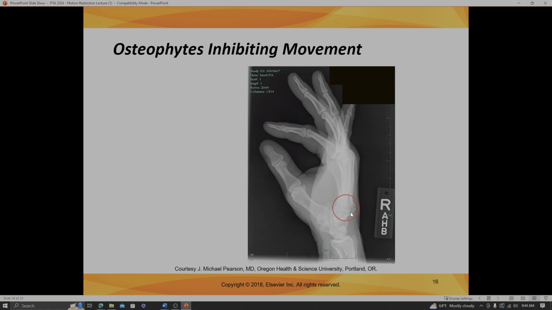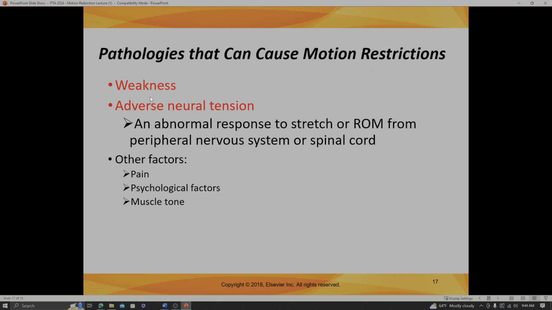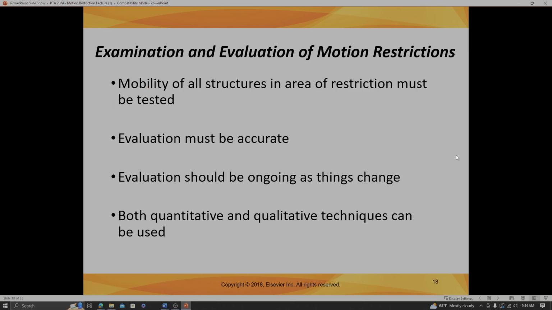Can't really see it here, but this is osteophyte. They just have these little bone spurs in and around the area of that carpometacarpal joint. All right, there are pathologies that can lead to motion restriction. So just to have a healthy understanding of this, muscle weakness, again, is going to be limited to mostly active range of motion. Adverse neural tension, again, nerves need to be able to stretch too. When they can't stretch or they have an abnormal response to the stretch, they put pressure on the nerve in a way it doesn't like, so it can cause pain and restriction. Other factors, sometimes psychological, pain, and muscle tone.